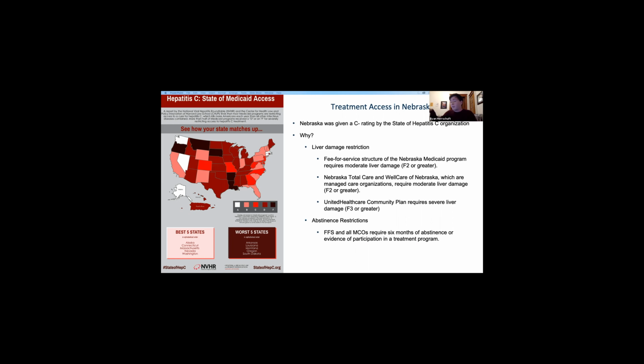In one case, it was F3 or greater, which is considered severe liver damage. And there was also an abstinence restriction. All fee-for-service and managed care organizations that are run through the state's Medicaid program require 6 months of abstinence or evidence of participation in the treatment program in order to access hepatitis C treatment. There are many reasons why states did this, some economic, some medical, some other reasons. And there's a great debate within public health about whether these are justifiable restrictions.